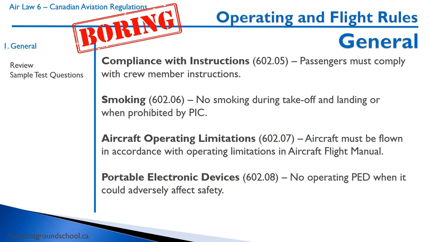Here's some obvious stuff. You have to comply with instructions from flight crew members. You're not allowed to smoke on board the aircraft or when prohibited by the pilot in command. You must operate the aircraft in accordance with the operating limitations in the aircraft flight manual. And you cannot have portable electronic devices when it could adversely affect safety. So pretty much obvious things here.